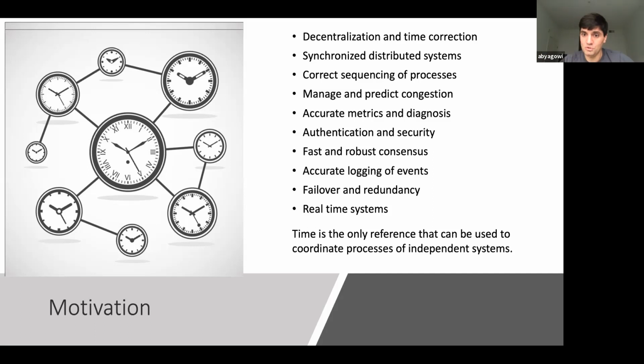And also you have failover and redundancy. Because we are serving billions of users, we always need to have redundancy in services. You can no longer just rely on one machine to do one thing, so that's why you need these failover mechanisms. After all, all these things are considered real-time systems. And an overarching concept is a coordinated process of independent systems.